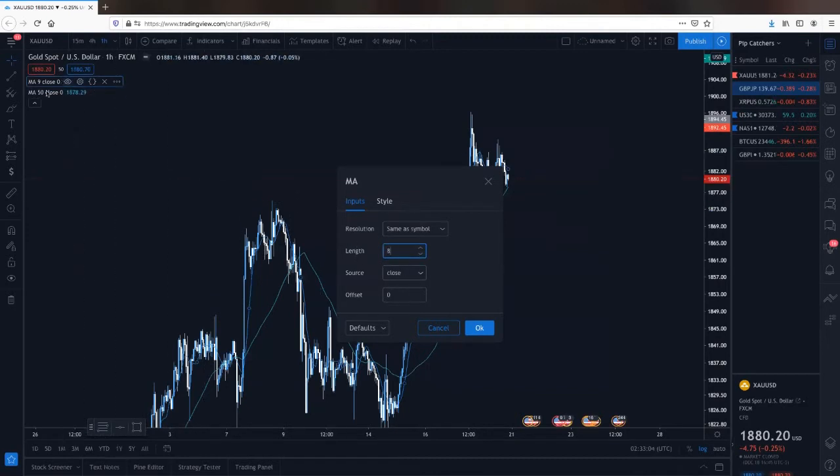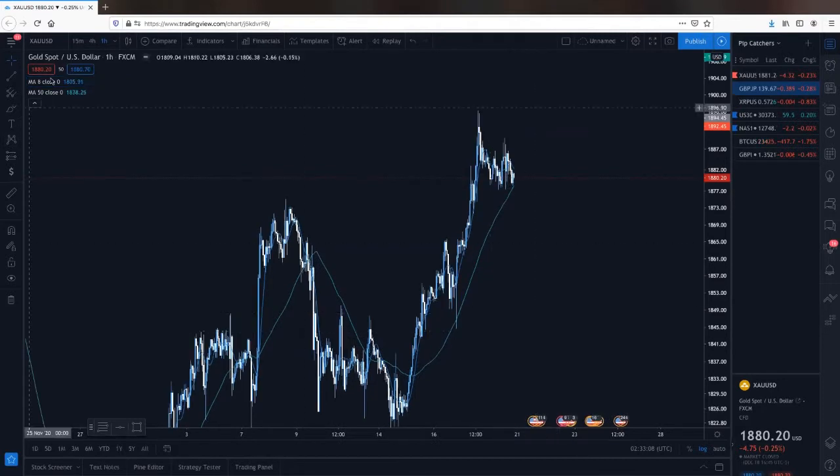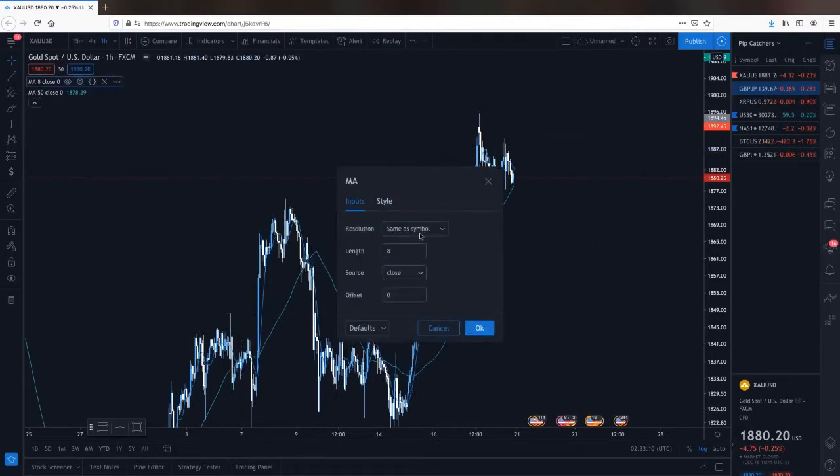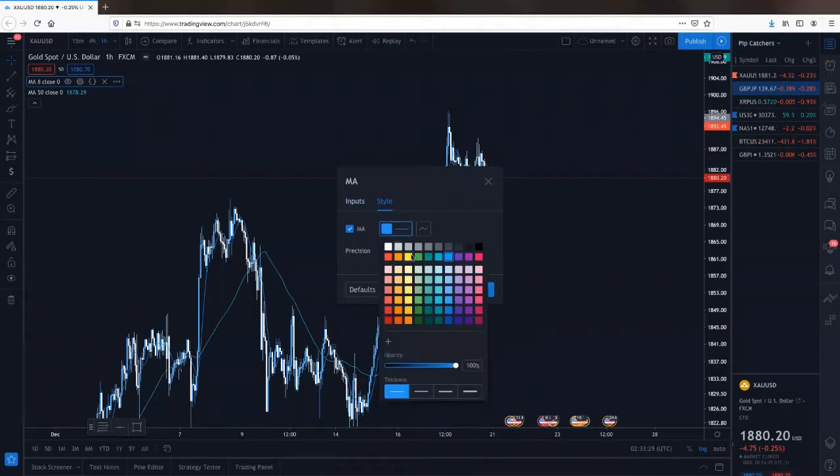With my moving averages, I use the 50 and the 8. This is just for extra confirmations, but I mainly use the ADX crossing. So anybody who has a pip catcher system, y'all know what the ADX crossing is, like this.